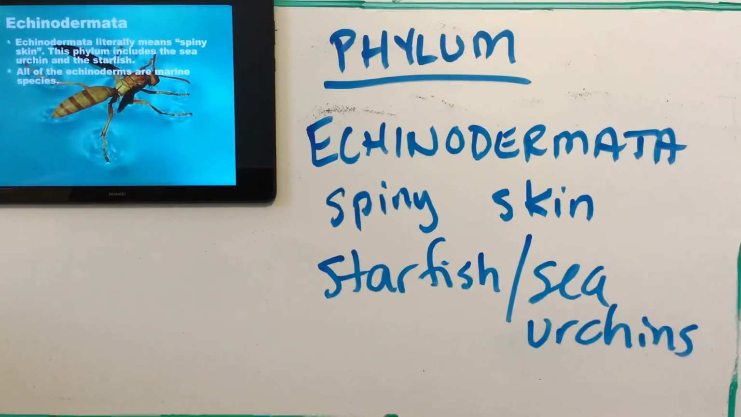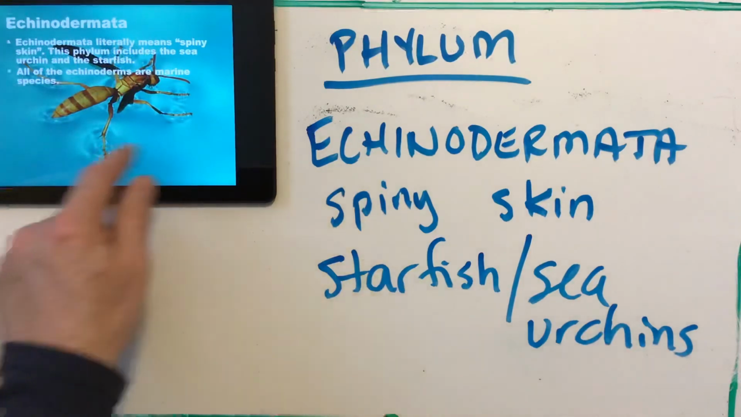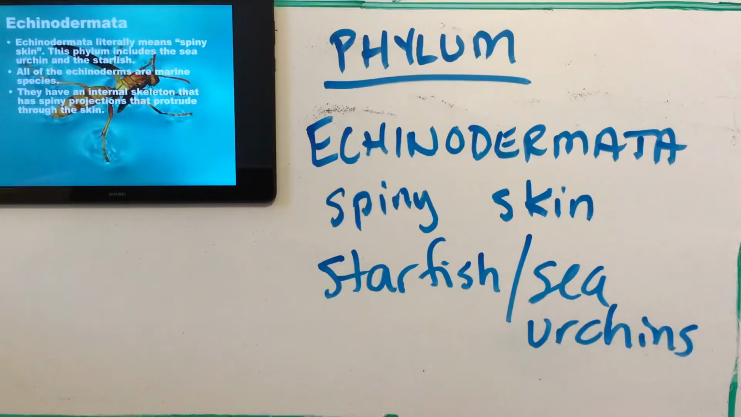They're all marine, which means they live in salt water. They have an internal skeleton inside of them, and what it does is it produces these spiny projections. Now, some starfish only have little bumps. The projections are kind of rounded and not really high. Some of them have much more pronounced spines, and sea urchins definitely are masters at producing these spines, and they can give you a really bad puncture wound on a foot if you're not watching where you're walking.